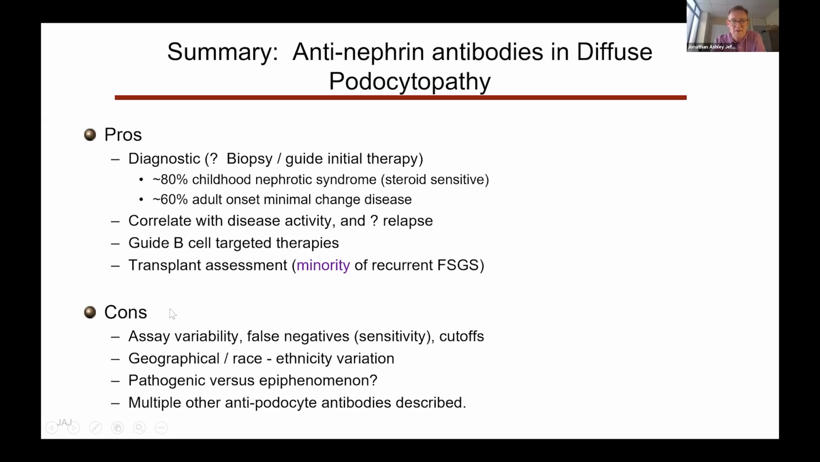There are some important things to think about before we get too excited about anti-nephrin antibodies. One is assay variability. There are multiple different assays out there, and quite a few cohorts have now been described with a big range of frequencies of anti-nephrin antibodies in minimal change disease. The Hamburg group may have the most sensitive assay, but it's a very complicated assay and difficult to do, and it's uncertain to me if that is potentially a commercial assay.